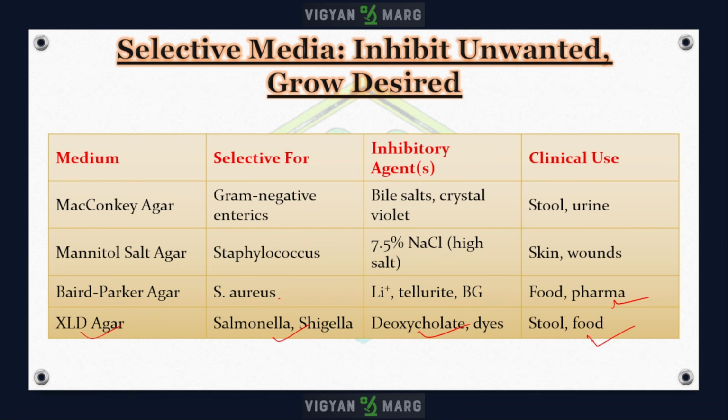Now, as you go through the exam, always link each selective medium to which bacteria it selects for, which agent makes it selective, and which inhibitors are used. Think about these things, then you can recall this information.